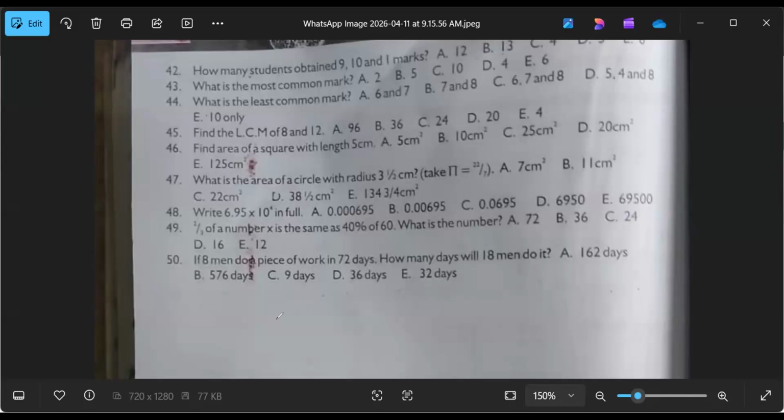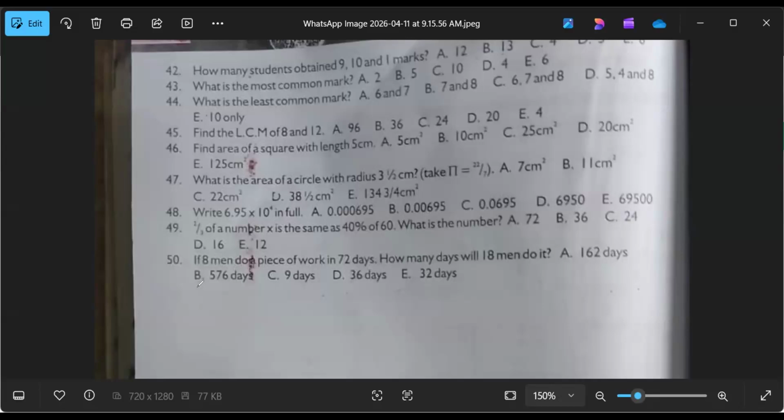All right, let's do number 50. If 8 men do a piece of work, now I'm sure your mind is already going proportion. If 8 men do a piece of work in 72 days, how many days will 18 men do it? So question, what kind of proportion is this? Is inverse. Inverse, thank you.